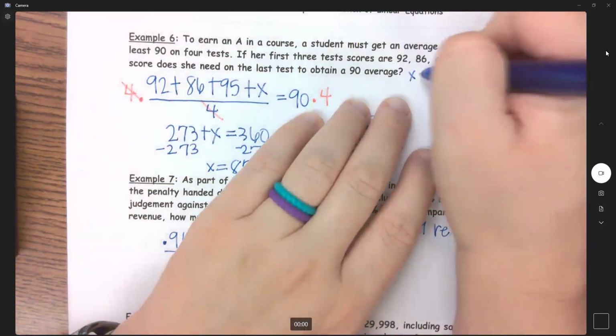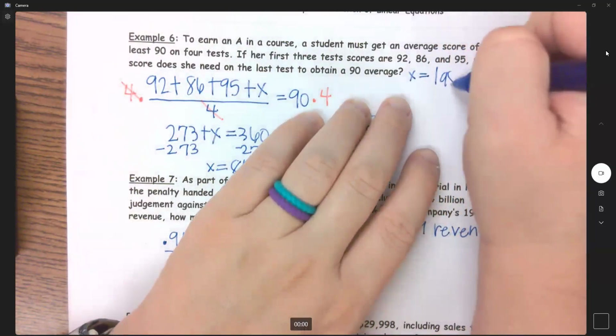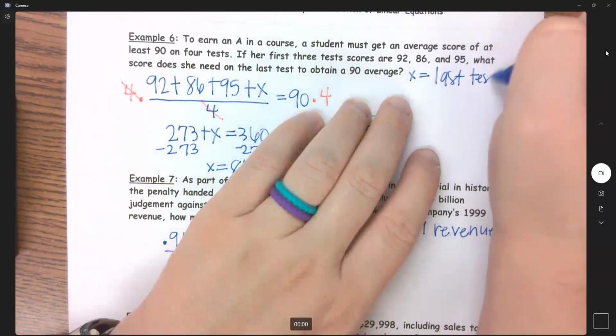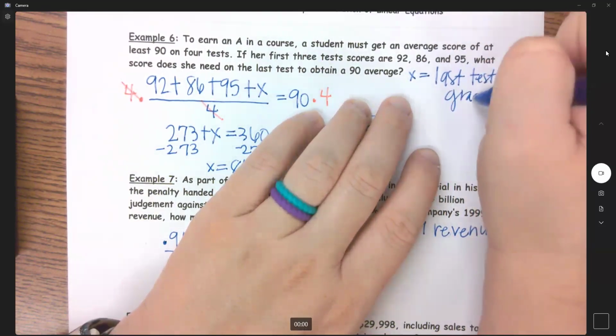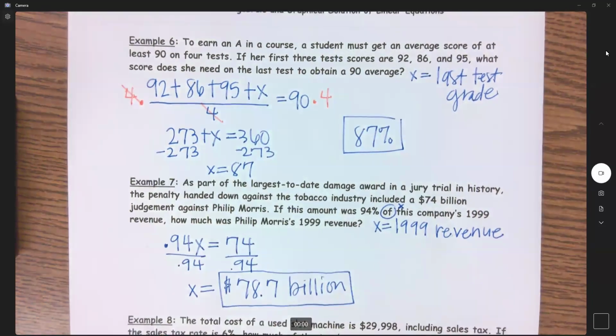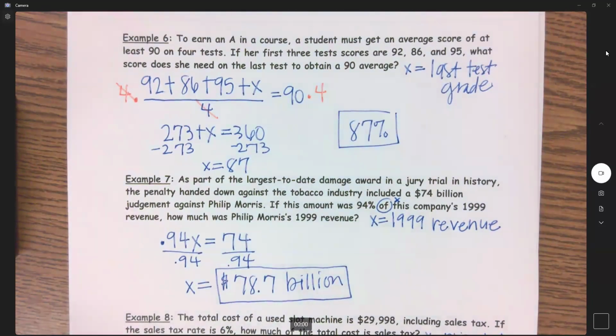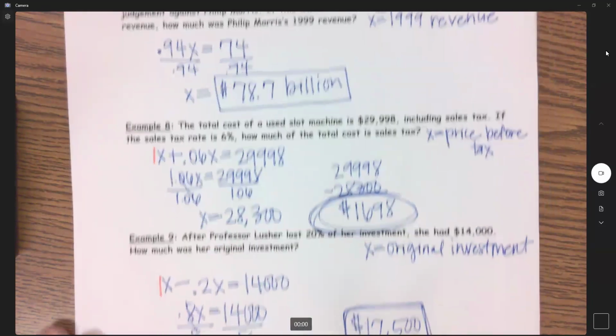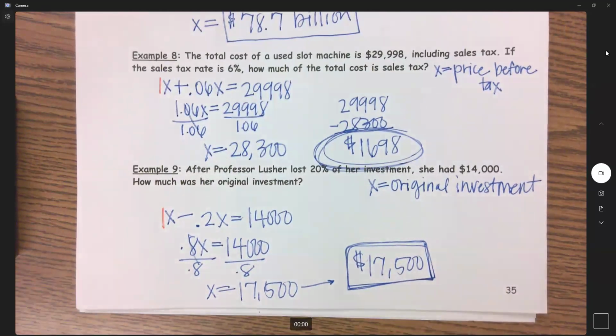It looks like we forgot to put up here that this X right here was representing our last test grade. You want to add that in there. Use these as an example of how to set up your equation. The setup is kind of the hard part. Once you set it up, it should be very easy to solve.